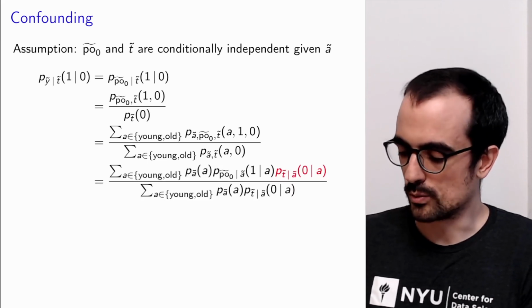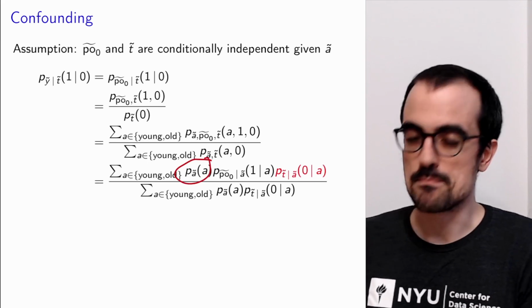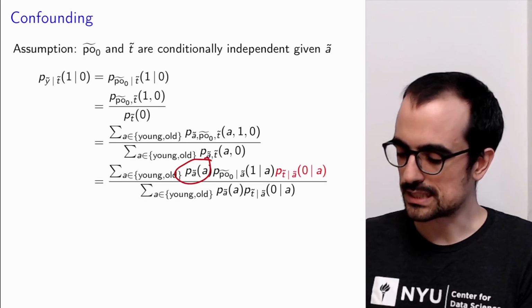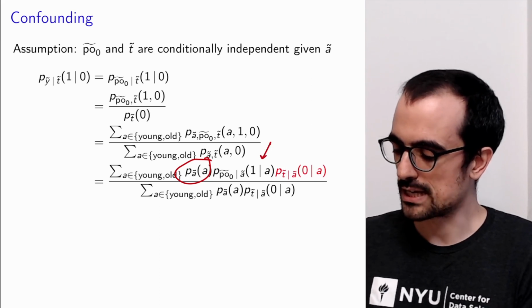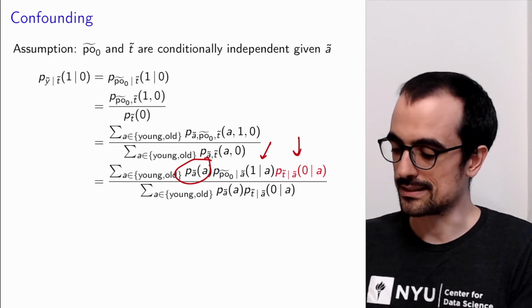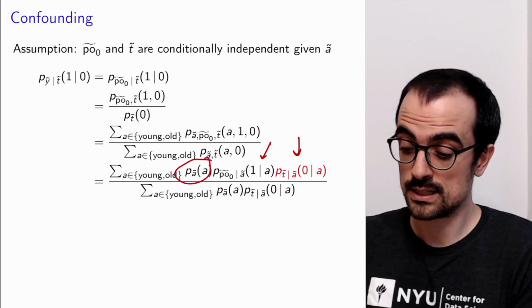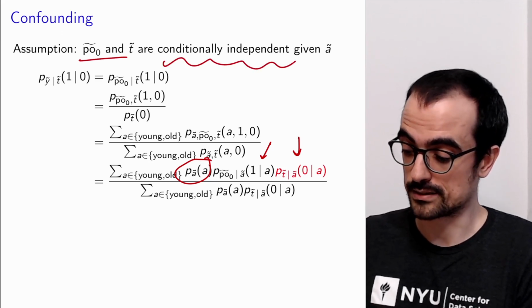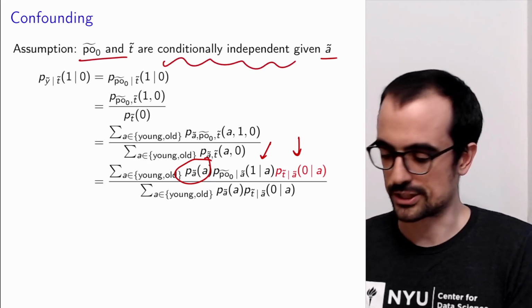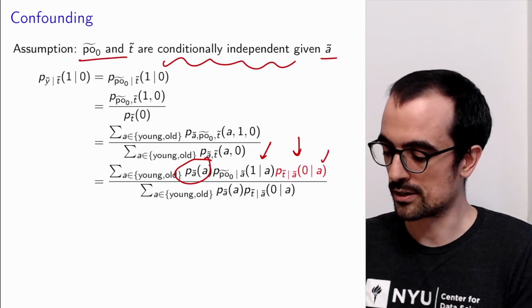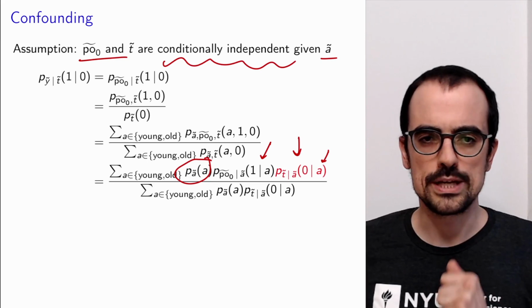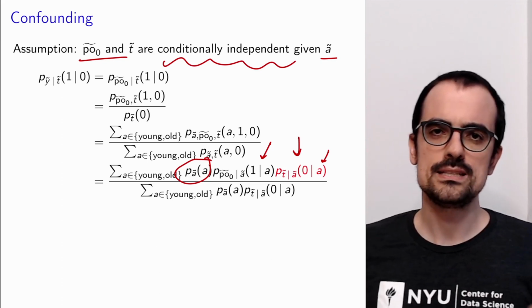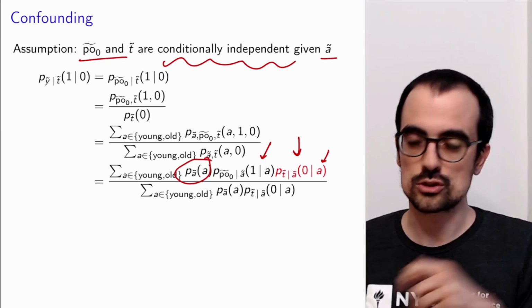So we multiply the marginal of age times the conditionals of the potential outcome given age and the treatment given age. And here what we're doing is we're imposing that these two are conditionally independent given A, because otherwise, by the chain rule, we would also have to condition here on the potential outcome. So what expression do we get for the probability that someone recovers if they're not treated?